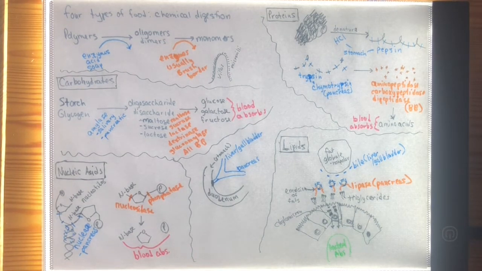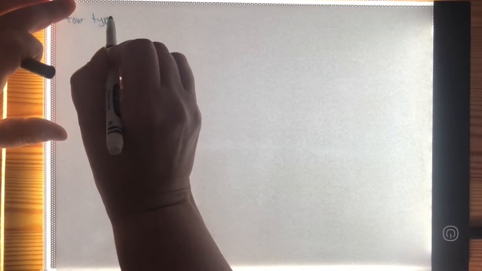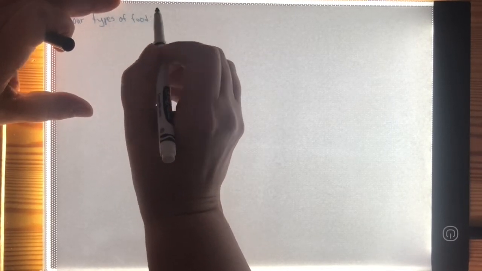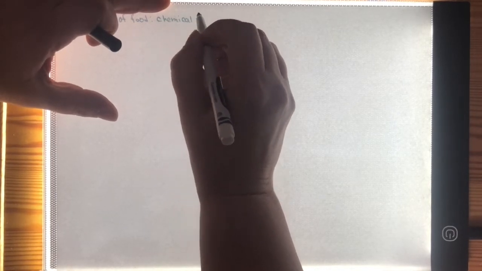Today we'll be studying one topic, which is the chemical digestion of all of our foodstuffs. There are four types of foodstuffs that we eat: carbohydrates, proteins, nucleic acids, and lipids. And we're going to be studying the chemical breakdown of all of them.